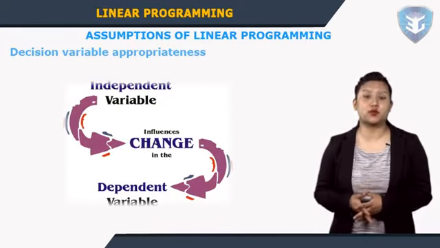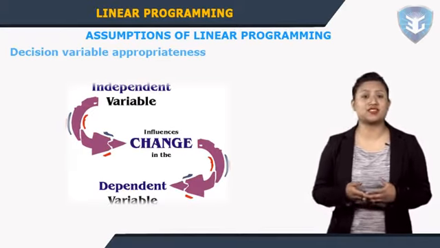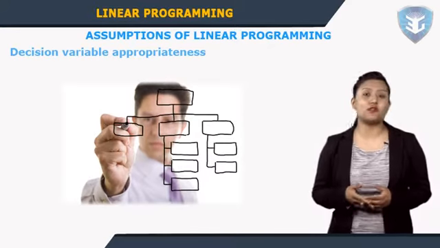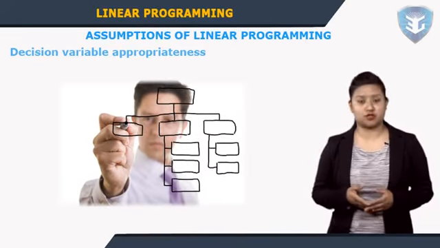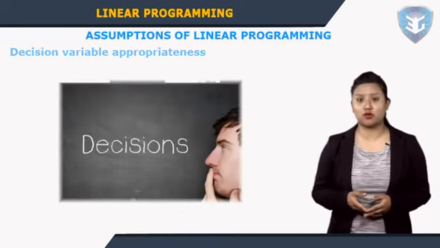Decision variables appropriateness. A key assumption is that the specification of the decision variables is appropriate. This assumption requires that the decision variables are all fully manipulable within the feasible region and are under the control of the decision maker. All appropriate decision variables have been included in the model.